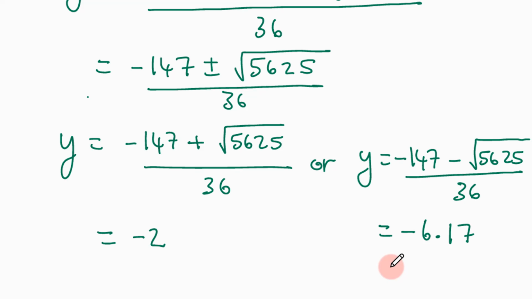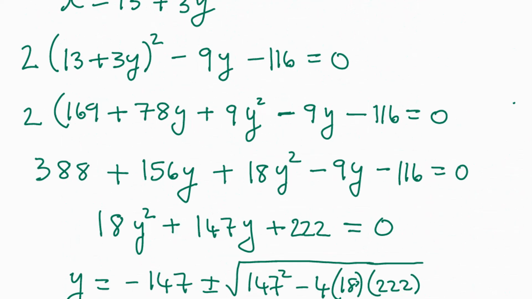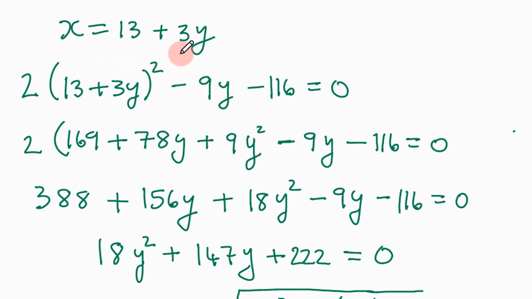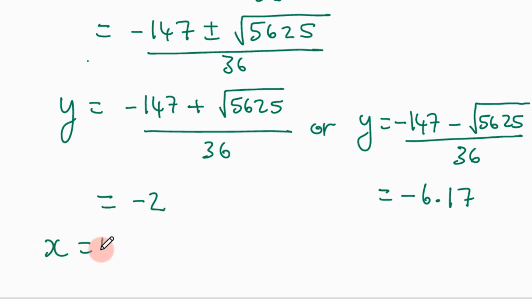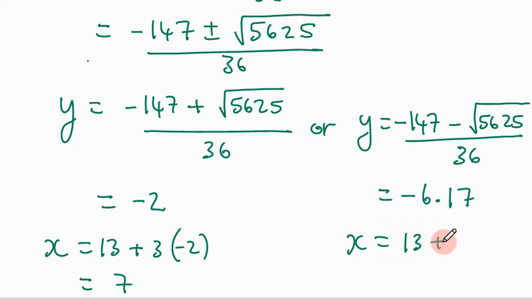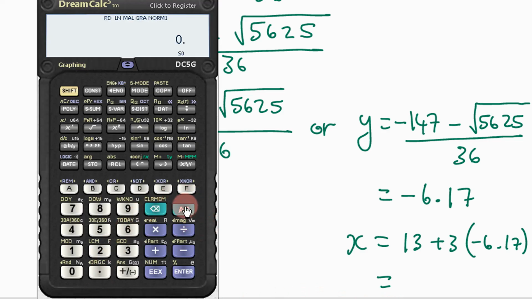So now that we have the values of y, we can plug it back into this equation, x equals 13 plus 3y, to find the corresponding values for x. So x is 13 plus 3y. So here we have x is 13 plus 3 times negative 2, which is 7. And here we have x equals 13 plus 3 times negative 6.17. So it's 13 plus 3 times negative 6.17. And we get an answer of negative 5.51.